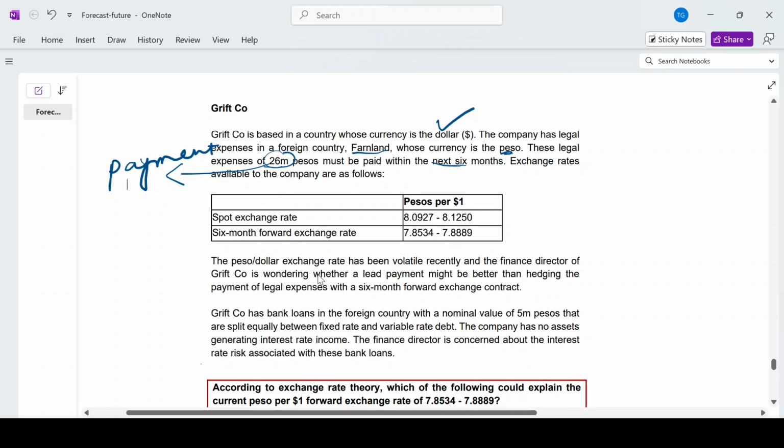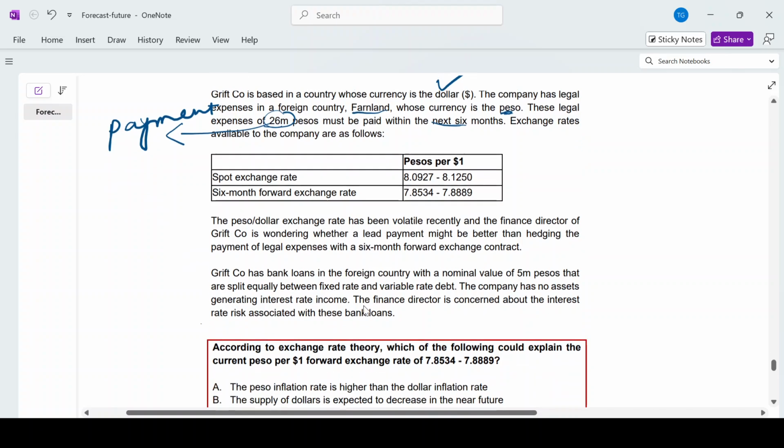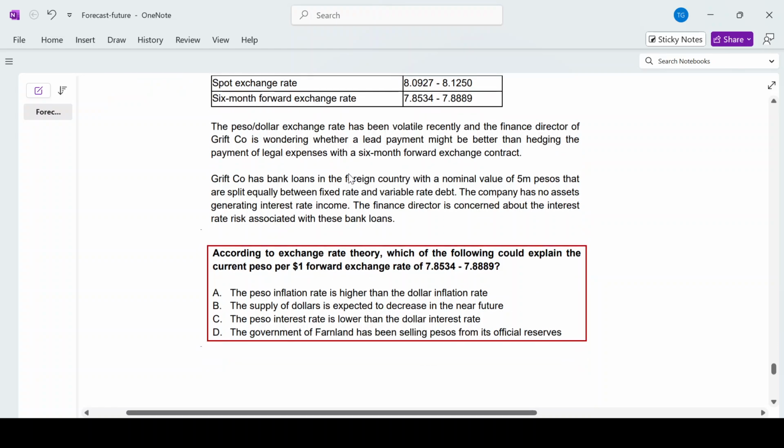Then it says the peso dollar exchange rate has been volatile recently, and the finance director of Grift Company is wondering whether a lead payment might be better than hedging the payment of legal expenses with a 6-month forward exchange contract. Now, Grift Company has bank loans in the foreign country with a nominal value of 5 million pesos that are split equally between fixed rate and variable rate debt. The company has no assets generating interest rate income.